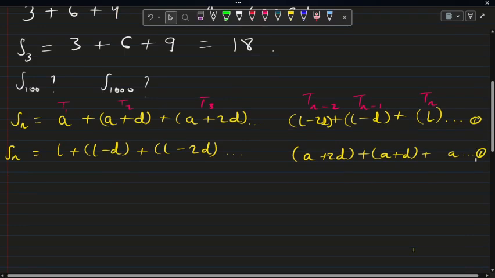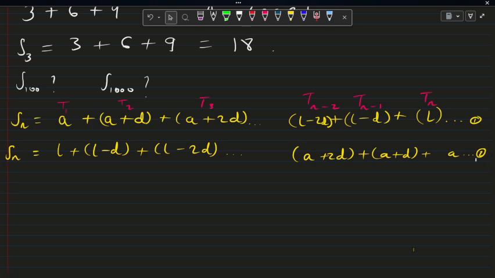Okay. Why am I allowed to do this? Remember that we are adding a bunch of terms. So A plus B is the same as B plus A. So equation 1 is actually the same as equation 2. It's just that whatever I started with in equation 1, I ended with in equation 2. Okay. So it's the same thing really.